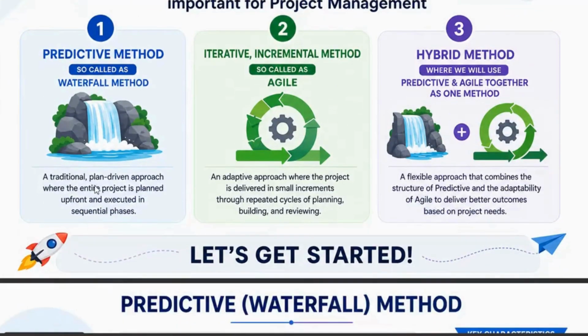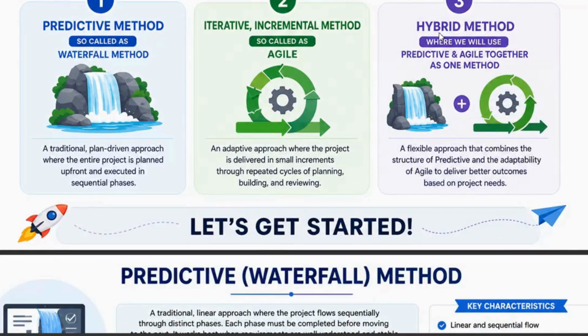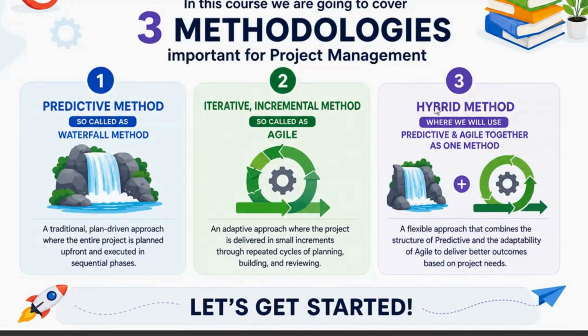Waterfall method is a very traditional, plan-driven approach where the entire project is planned up front and executed in sequential phases. You know how a waterfall comes from top to bottom, so keep that in mind. And then the agile method keeps going through repeated cycles where we can build and review. The other one is the hybrid method, which is innovated as a flexible approach for a project team so that they can deliver better outcomes based upon the project needs. So come, let's get started.